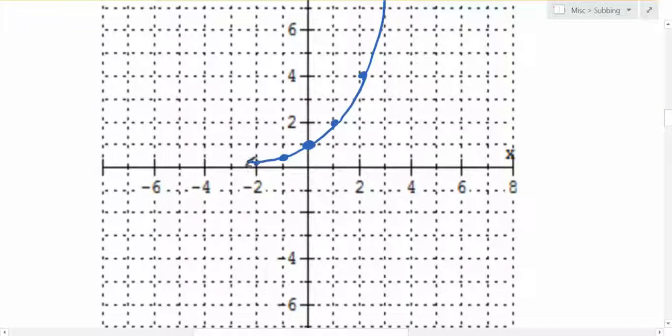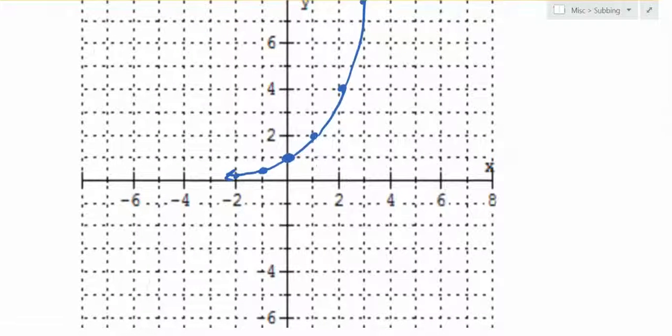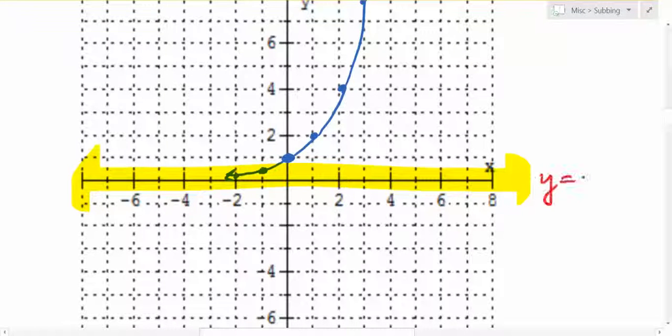Does anybody know, you might have heard this word before, or maybe not, what this line right here is called? That's the x-axis right there. It's also called y equals 0. Can you ever get to that with this function? Can you ever cross it? No, it gets infinitely close.